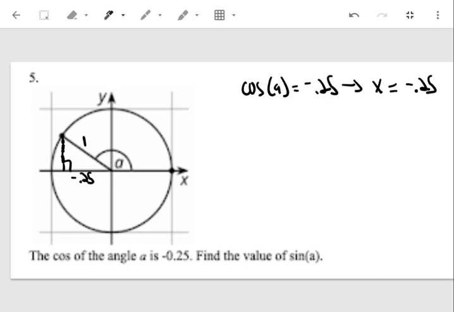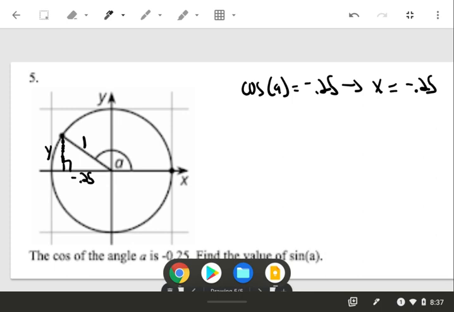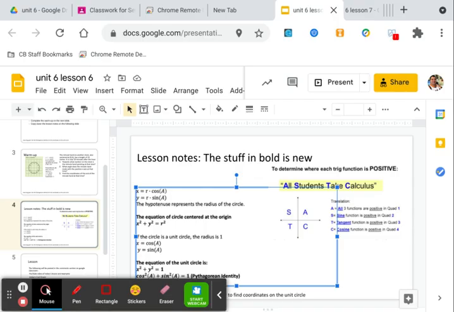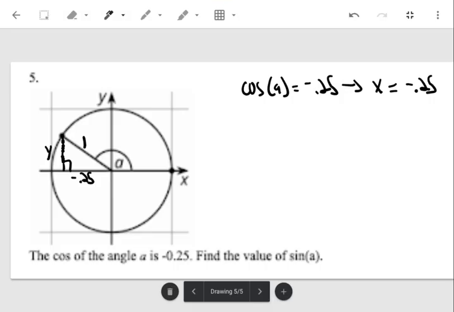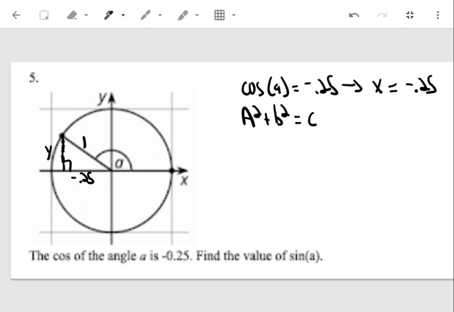We know that the hypotenuse, or the radius of the circle, is 1 since it's a unit circle. So we know that the x value is negative 0.25. We're going to look for the y value, and once we figure out the y value, we'll automatically know the value of the sine since y goes with sine. To figure this out, we're going to use the Pythagorean theorem, a squared plus b squared equals c squared.